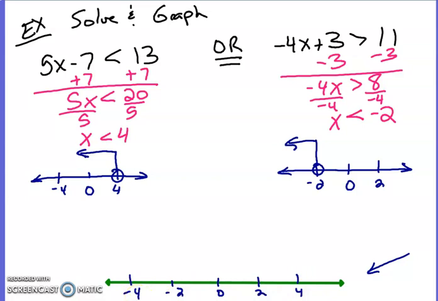So again, this is x is less than 4. So we're talking about right here. We're talking about right there. So x is less than 4, so it's all the numbers less than 4. This is x is less than negative 2. So again, we're talking about a number that's right here, and it's all the numbers less than negative 2.